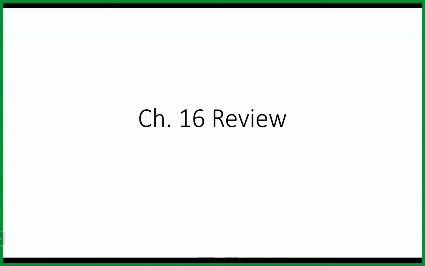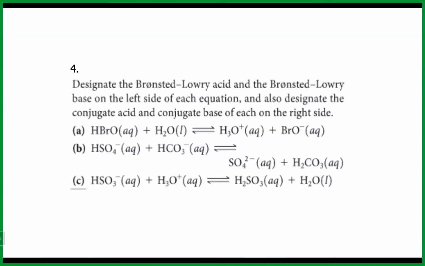All right, so in this one, we're just going to go through and look at a couple of practice problems related to the material in chapter 16. So looking at acids and bases and the equilibrium. And for the first one, even though it's number 4 here, we just want to, for each of these different equilibrium reactions, identify on the left-hand side of those two reactants, which one's going to be the acid, which one's going to be the base, and we're looking at Bronsted-Lowry.